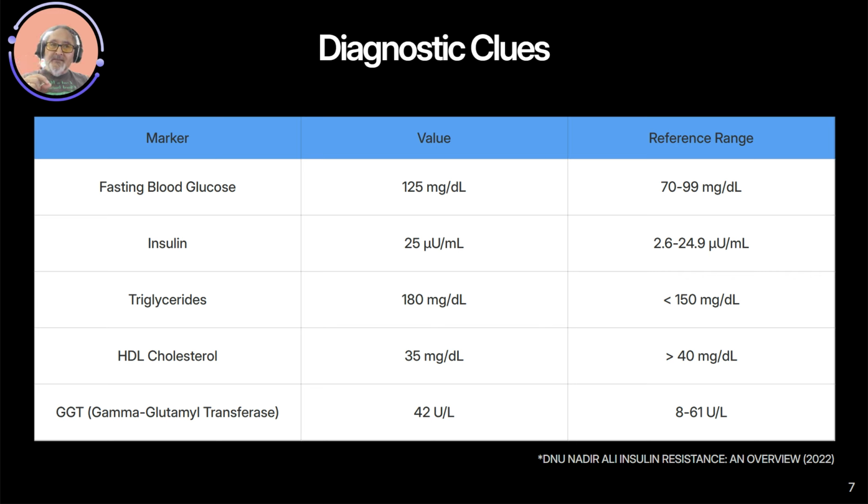Some diagnostic clues. You can identify this metabolic trap through labs showing high blood glucose and insulin at the same time, elevated triglycerides, low HDL, and liver enzymes like GGT in the 30s and 40s, subclinical fatty liver disease.